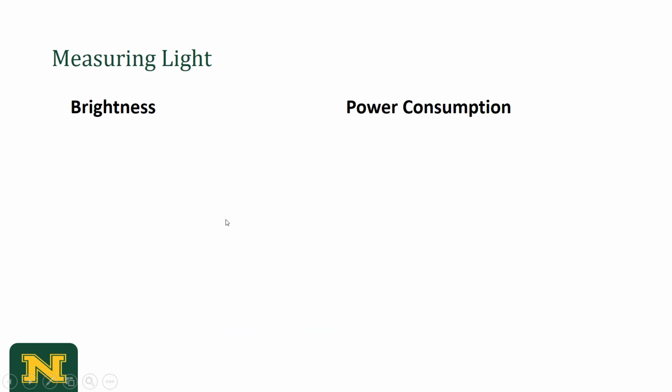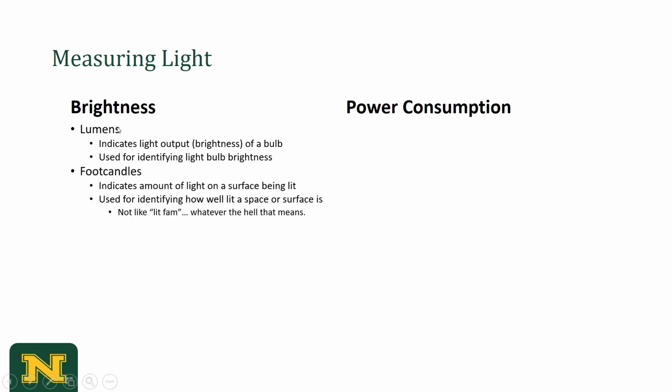Okay, the last thing we'll talk about here is measuring light. We have to measure light in two ways, brightness and power consumption. Brightness has two ways of measuring it. We have lumens and we have foot candles. Lumens indicates the light output or the brightness of a bulb, so it's used for identifying the light bulb brightness. Foot candles indicate how much light is on a surface that is being lit, so it's used for identifying how well lit a space or surface is.